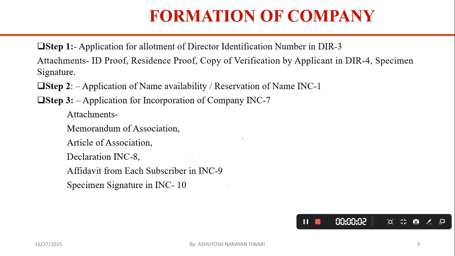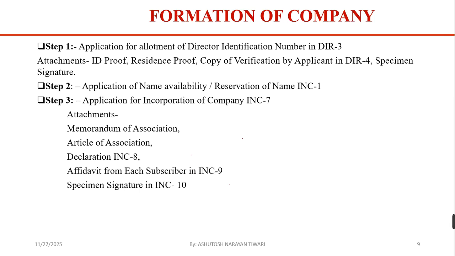Formation of company. Step 1. Application of allotment of director identification number in DIR 3. Attachments: ID proof, residence proof, copy of verification by applicant in DIR 4, specimen signature.